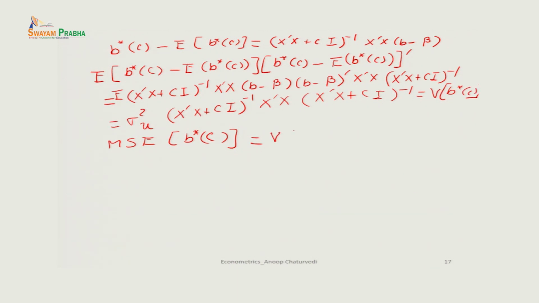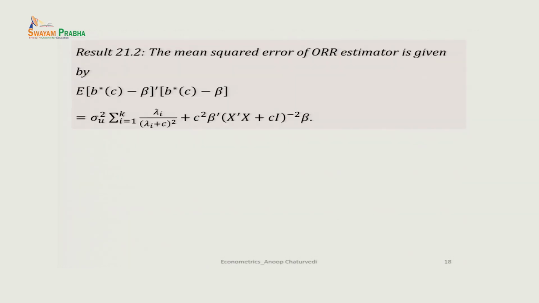So, this is equal to V(b*(c)) plus bias(b*(c)) into bias(b*(c)) transpose. When we substitute the values of the variance-covariance matrix and bias here, we get this expression for the MSE matrix of b*(c). Then the mean squared error of the ordinary ridge regression estimator is given by the expectation of (b*(c) minus beta) transpose (b*(c) minus beta).